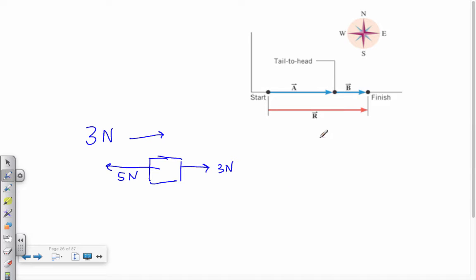I would add those in a head-to-tail way. So I would add 3 newtons that way. That one's 3 newtons. And then from the tail of the first to the head, that would be my 5 newtons. And then I would start at the beginning and draw there. That one is my resultant. Do you see my resultant then would be 2 newtons to the west? Because I'm going back. Okay?